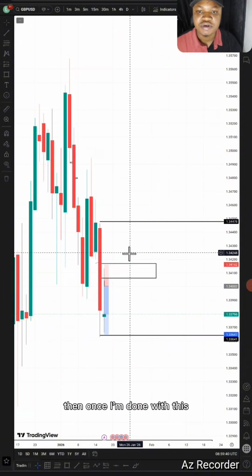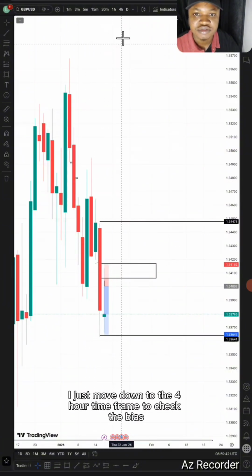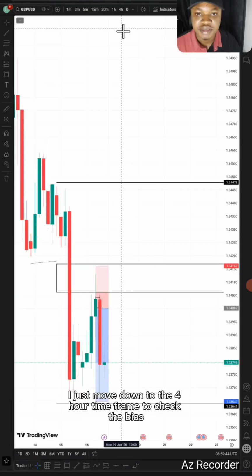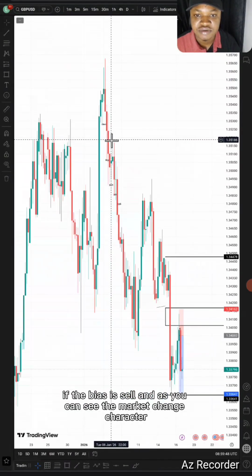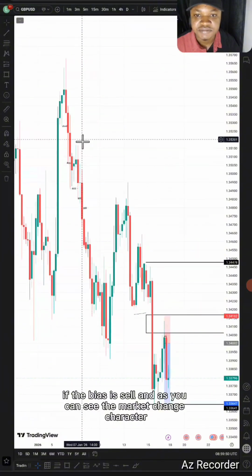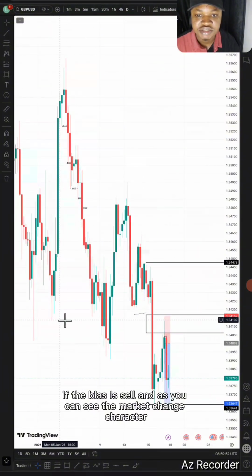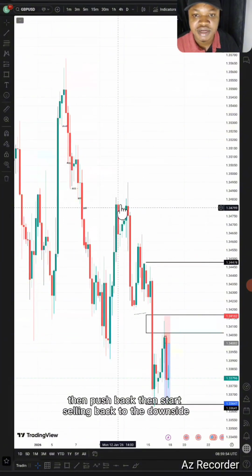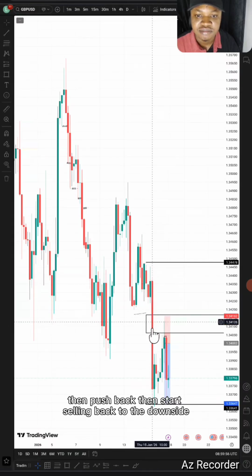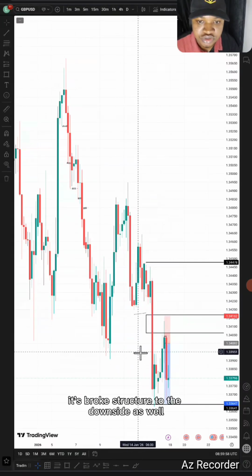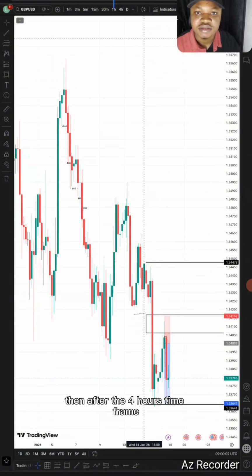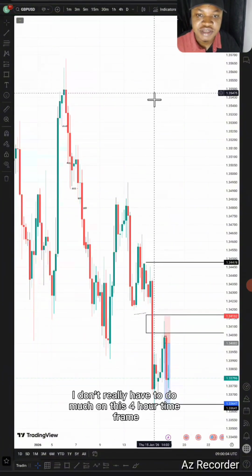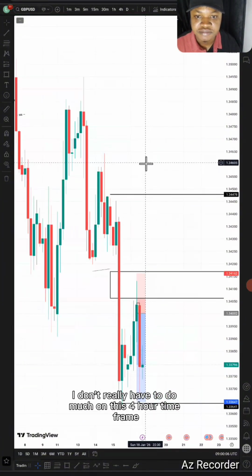Once I'm done with this, I just move down to the 4-hour time frame to check if the bias is sell. And as you can see, the market changed character, then pushed back, then started selling back to the downside. It broke structure to the downside as well. So this is a good confirmation. After the 4-hour time frame, I don't really have to do much on it.